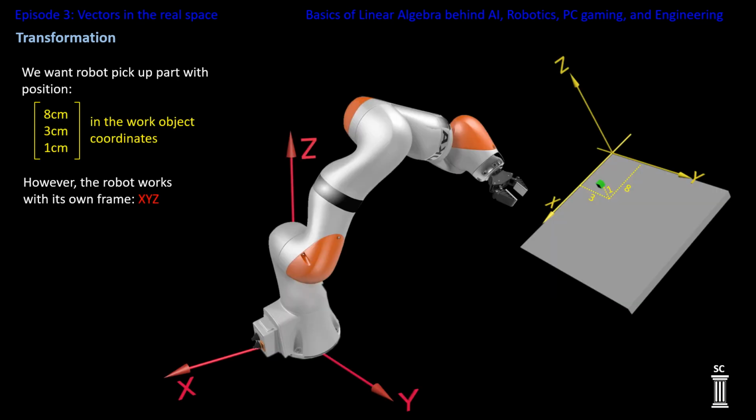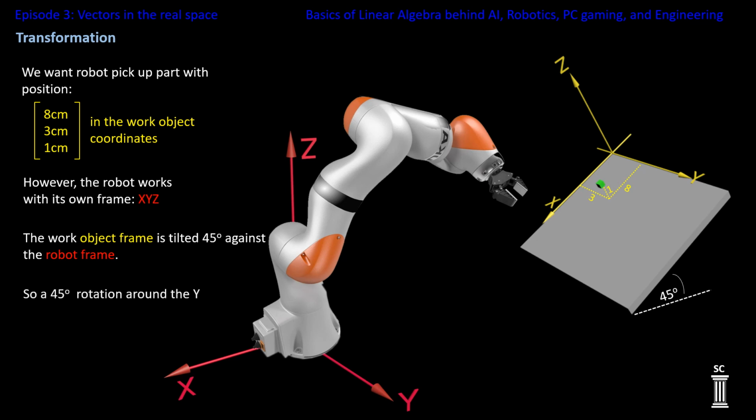Let's get back to the example of the robot that has to pick up the green object, which the location is 8, 3, 1 as seen within the yellow frame. The robot, however, does not think in yellow coordinates. It has its own red robot frame. Let's say that the yellow frame is tilted by 45 degrees over the y-axis. That's a 45-degree rotation over y.